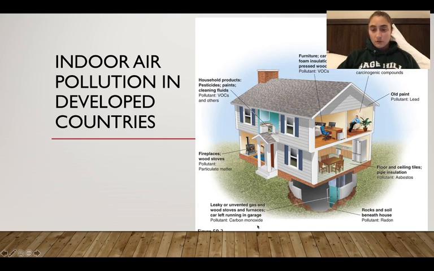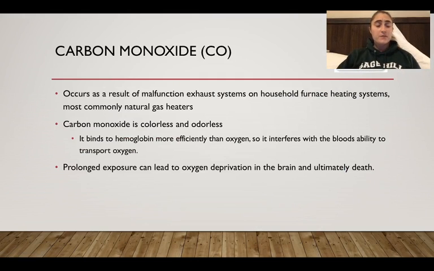And then, of course, good old carbon monoxide, which we'll talk about more as well, starting now. So carbon monoxide, we've talked about it being a pollutant outside of the home, but inside of the home, generally, carbon monoxide comes from malfunctioning exhaust systems or household furnace heating systems. So usually your natural gas heaters. So if your home is being heated or your water heater is being heated with natural gas, if that system malfunctions in any way, a common byproduct of that is carbon monoxide.